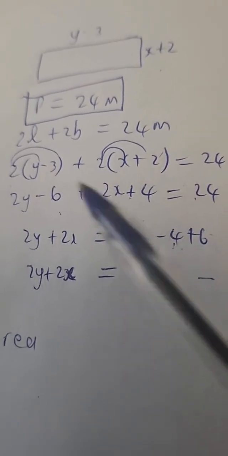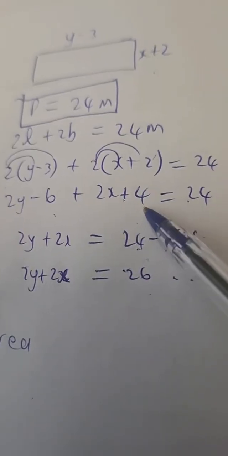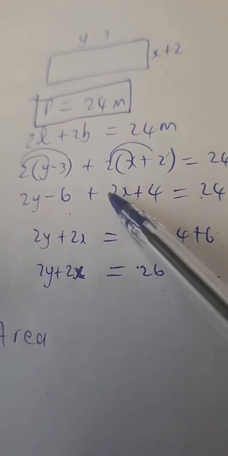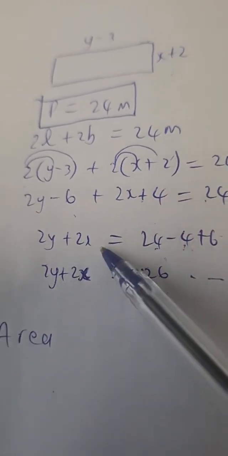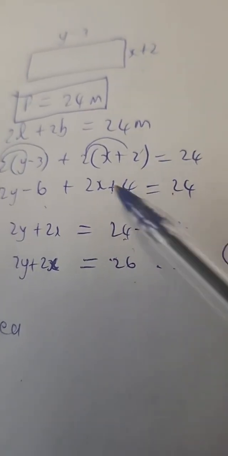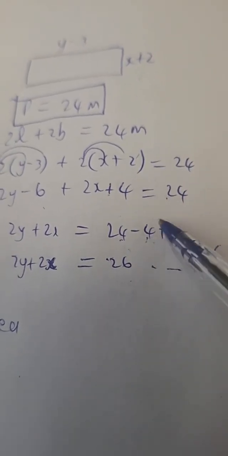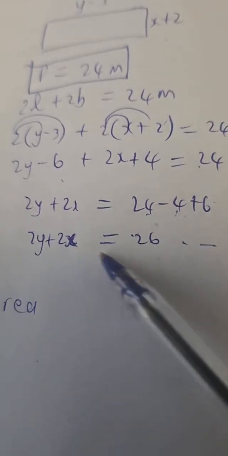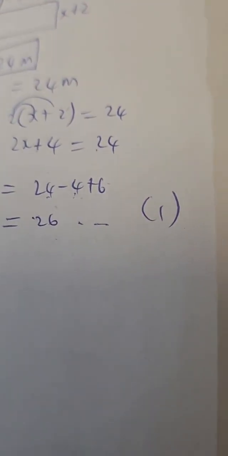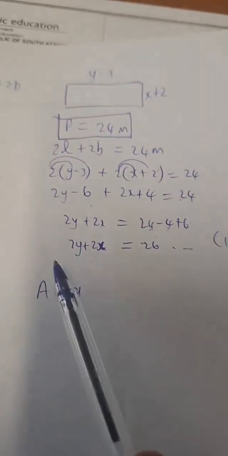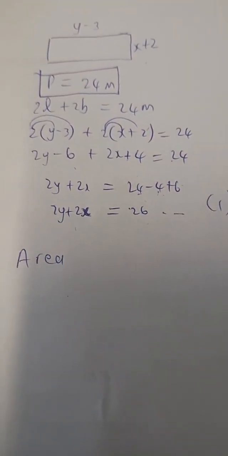Then I add my like terms and transpose the constant terms. So 2y plus 2x I can bring together. The minus 6 plus 4 I can transpose. The negative 6 becomes positive 6. The positive 4 becomes negative 4. I add the like terms, I get 20. So 2y plus 2x is equal to 20. That's my first equation. Using what? Using perimeter, I get equation number 1.